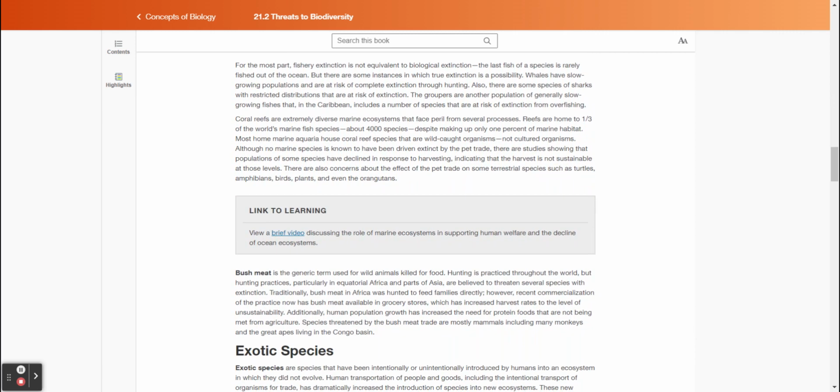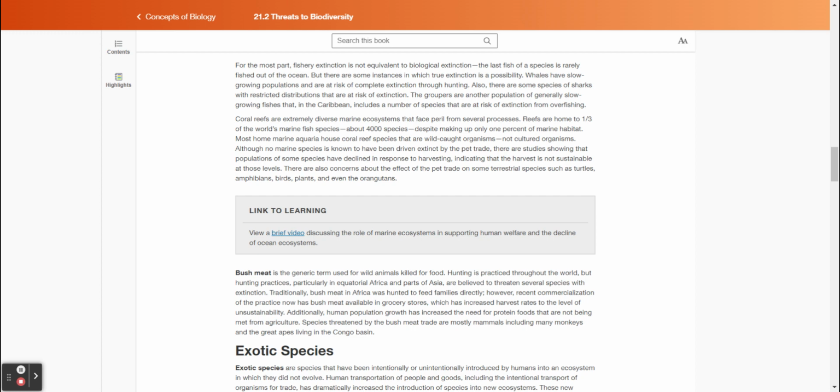For the most part, fishery extinction is not equivalent to biological extinction. The last fish of a species is rarely fished out of the ocean, but there are some instances in which true extinction is a possibility. Whales have slow growing populations and are at risk of complete extinction through hunting. Also, there are some species of sharks with restricted distributions that are at risk of extinction. The groupers are another population of generally slow growing fishes that, in the Caribbean, includes a number of species that are at risk of extinction from overfishing.